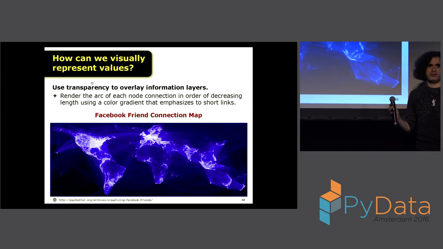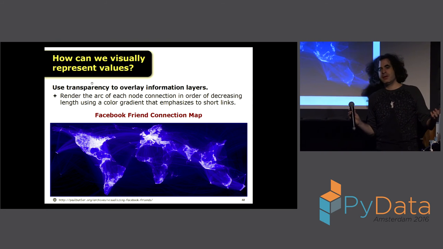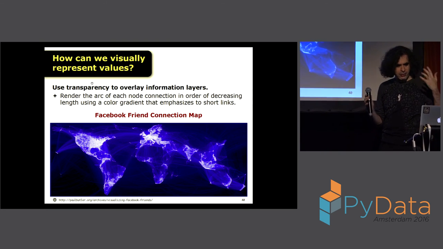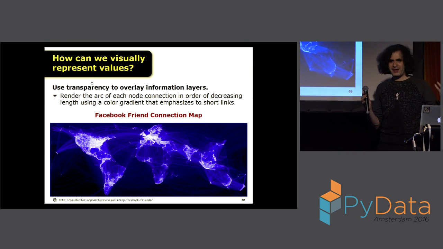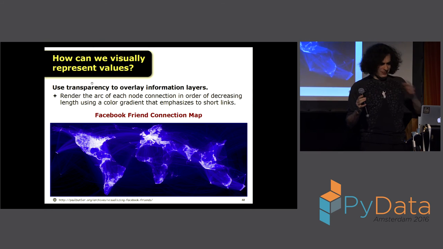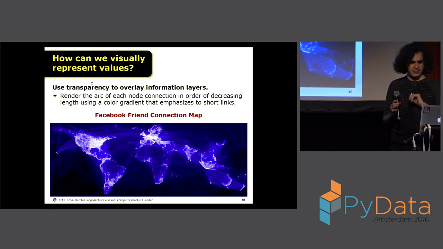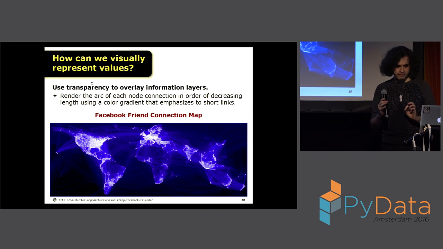Of course, if you don't want to implement complicated algorithms, the other alternative is just to hack the damn thing. And this is a brilliant example where we're looking at how, if we render the arc of each connection in a Facebook friendship graph in order of decreasing length using a color gradient that emphasizes short links, what happens is that the map of the world naturally emerges.